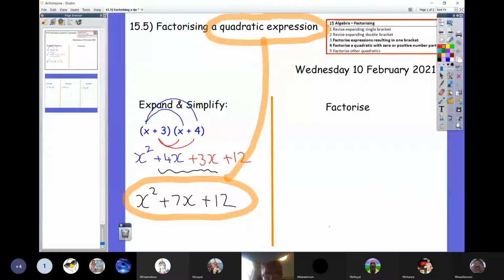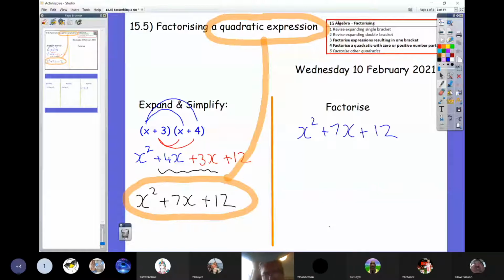Oh, no, it's gone. So what we need to do, we need to be able to do the opposite process. So what we need to learn to do is what's over on the right hand side. So our starting point will be the x squared plus 7x plus 12. That will be the question, and we will be asked to factorize it.